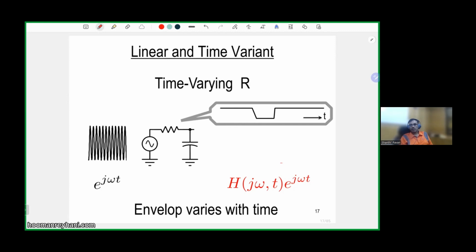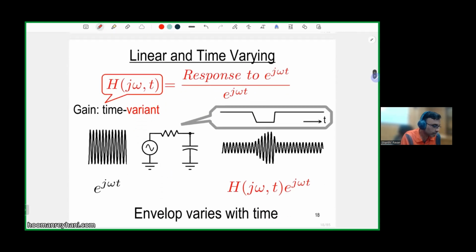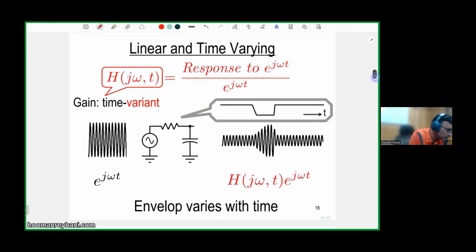Because the system is changing with time, it seems reasonable that the gain of the system also changes with time. Therefore the gain experienced by a sine wave not only depends on the frequency like it did earlier, but also depends on time. So the gain is time variant and is denoted by h of j omega comma t.